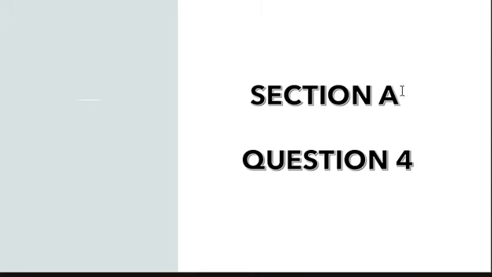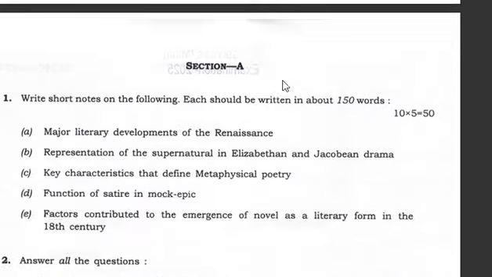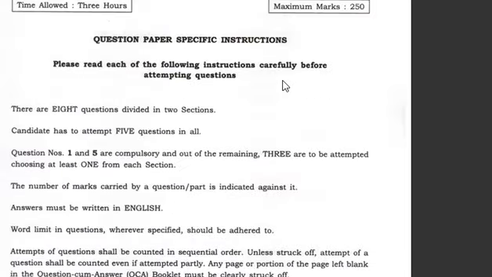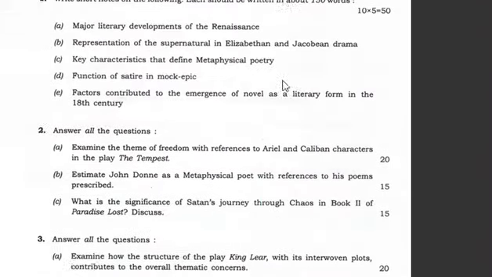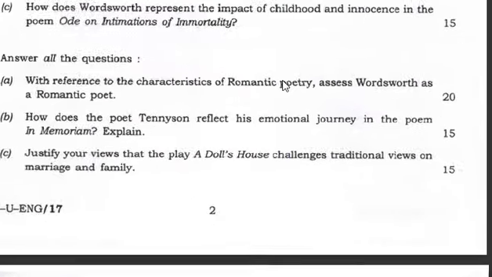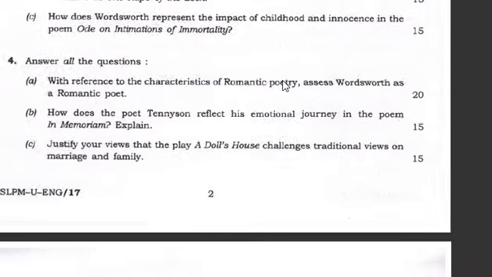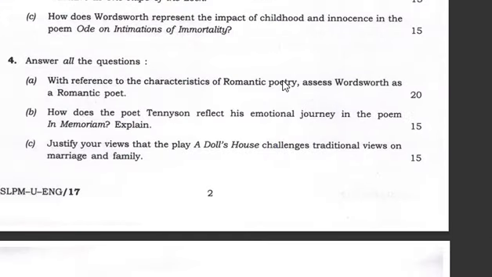Okay, question number 4. So this is the question paper, and we have already discussed question number 1, 2 and 3, and today we are going to discuss question number 4. The first question says, with reference to characteristics of romantic poetry, assess Wordsworth as a romantic poet. So try to connect the romantic poetry and the writers and Wordsworth's work, which have been mentioned in the syllabus, so that you can write an answer in a cohesive and comprehensive manner.